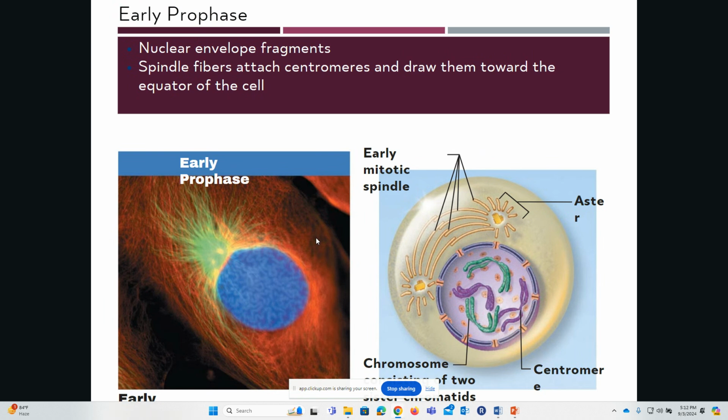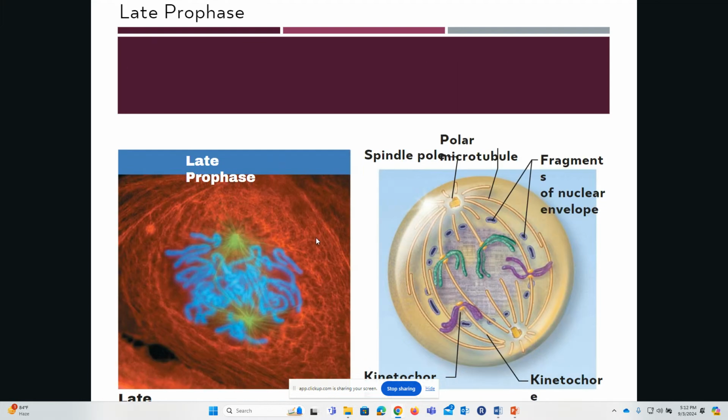During early prophase, we start to see the nuclear envelope fragment, spindle fibers form, the centrosomes start to move to opposite sides of the cell, and we'll see chromosomes. During late prophase, we'll see the nuclear envelope almost completely gone. We'll start to see the spreading out of those chromosomes, but roughly in prophase, you're going to still see the chromosomes maintain a roughly circular appearance in their location.